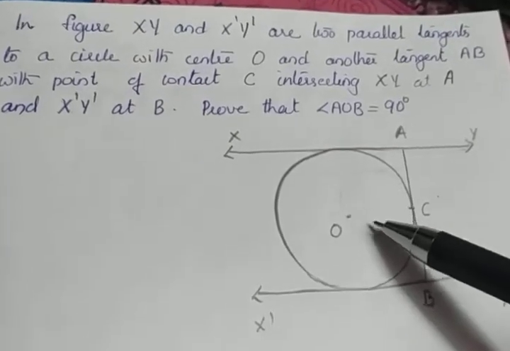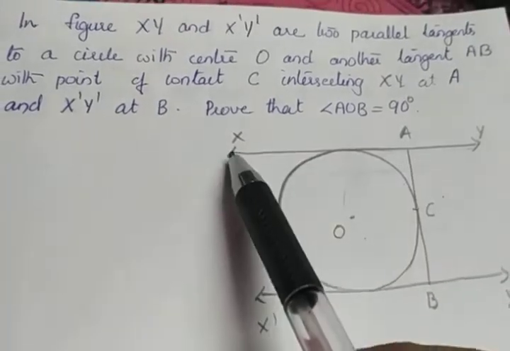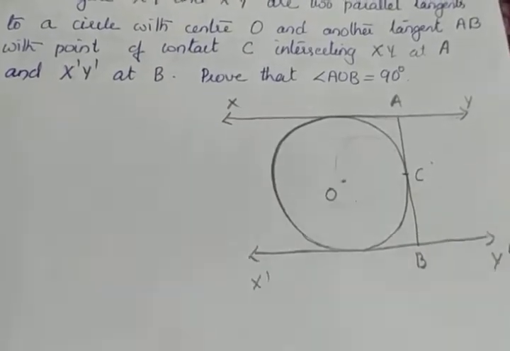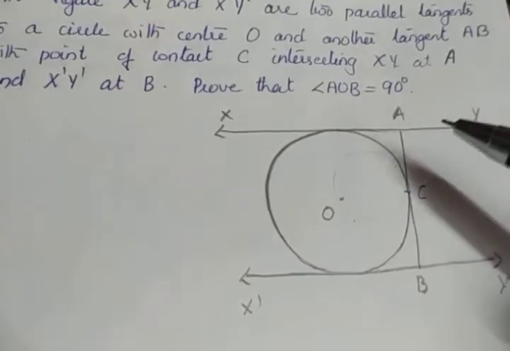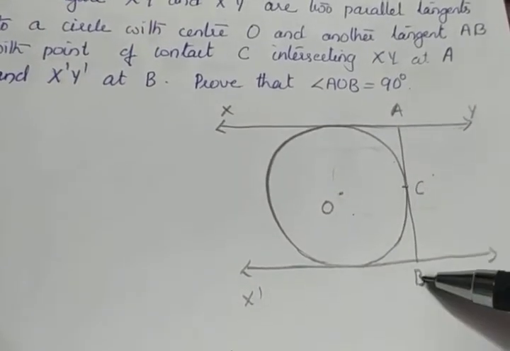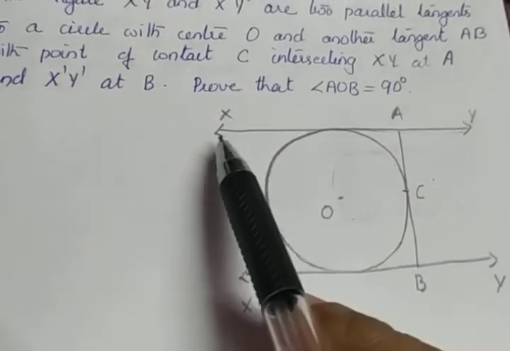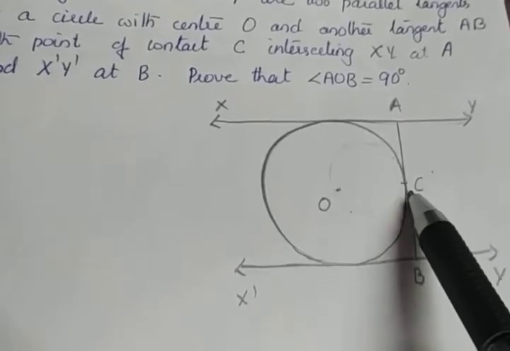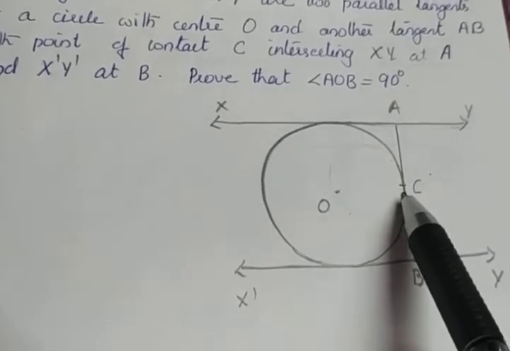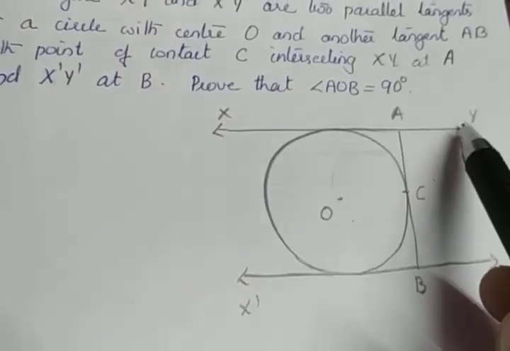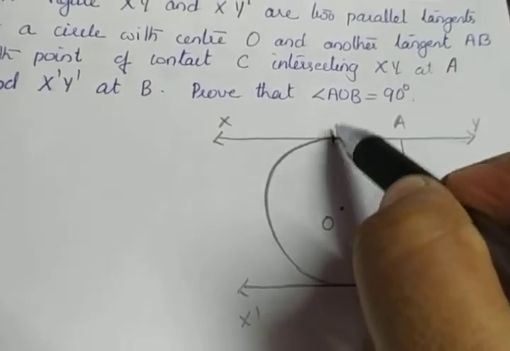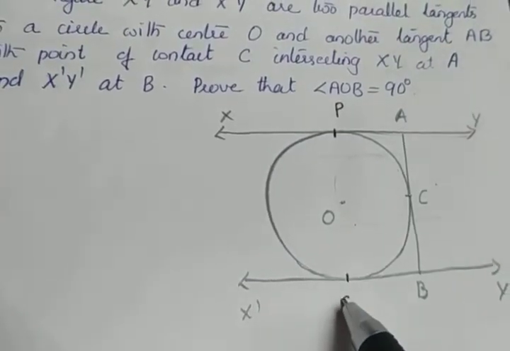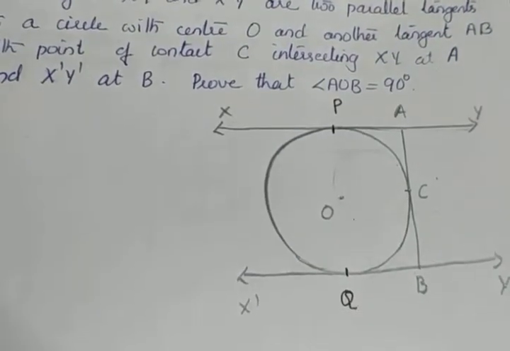So in the figure, there is a circle with center O. XY is a tangent. X'Y' is another tangent. And there is another tangent AB which touches XY at A and X'Y' at B, and its point of contact is given as C. Here, as XY is a tangent, we can take the point of contact as P. And X'Y' is a tangent, so we can take the point of contact as Q.